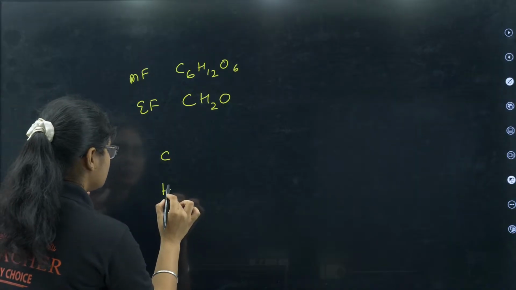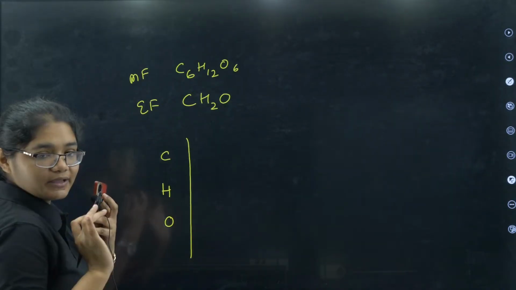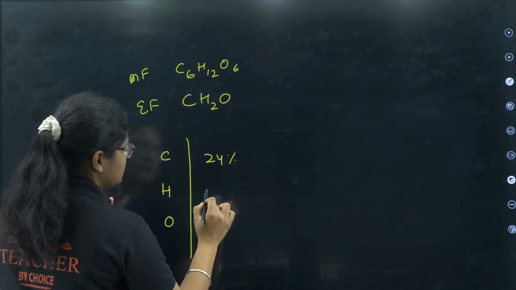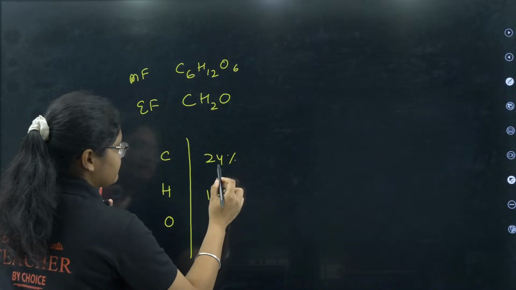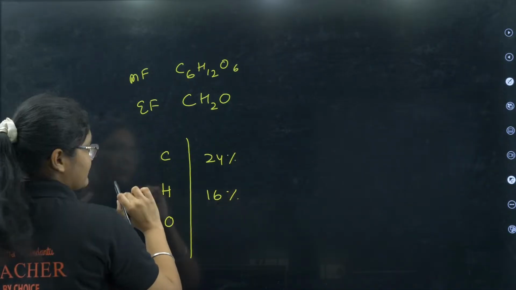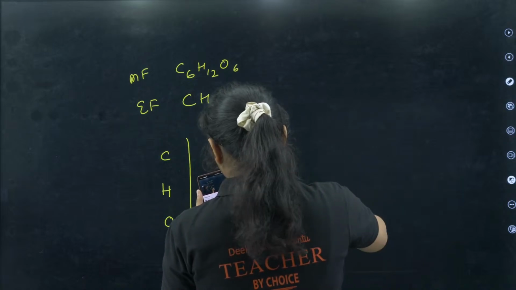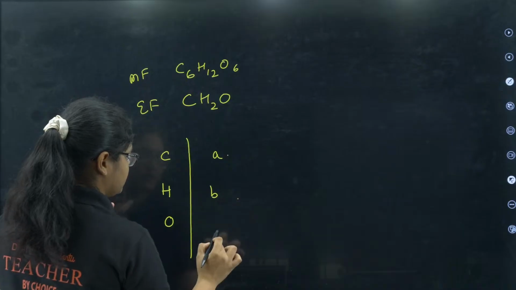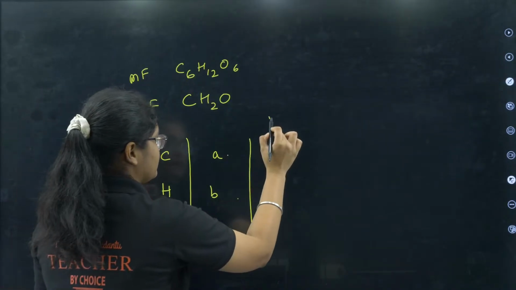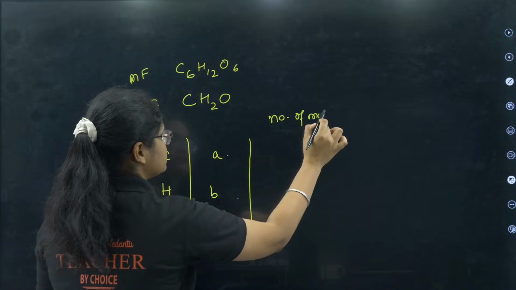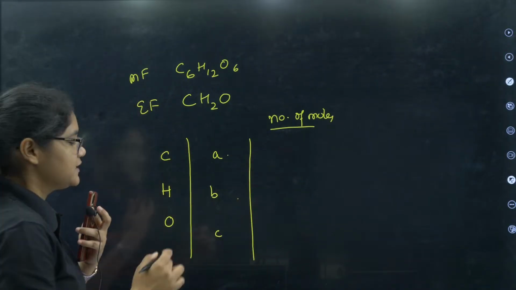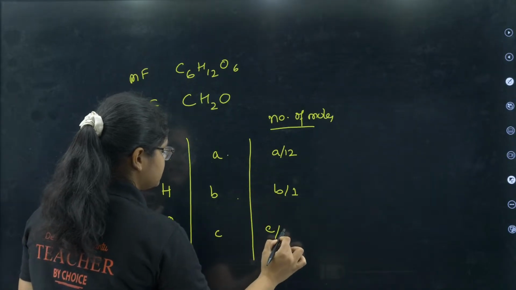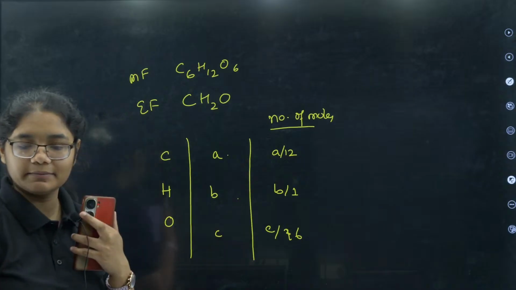Suppose you are given the elements with their percentages. For example, carbon is present 24%, hydrogen suppose 16%, something like that. I'm just taking a random number. So suppose carbon is present A%, hydrogen is B, oxygen is C. The second step, you have to calculate the number of moles: percentage divided by the molar mass. So the number of moles of carbon is A by 12, for hydrogen it is B by 1, and for oxygen it is C by 16.